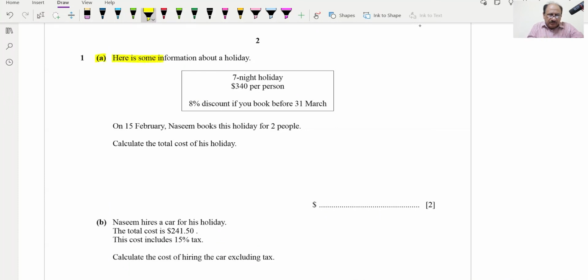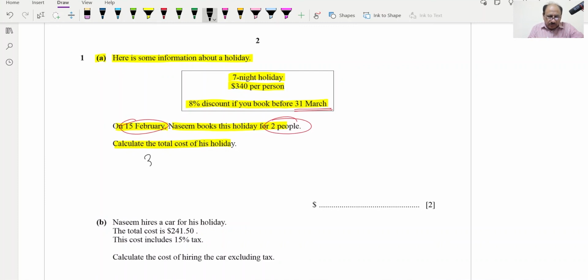Part A. Here is some information about a 7-night holiday: $340 per person, with an 8% discount if you book before 31st March. On 15th Feb, Naseem books this holiday for two people. Calculate the total cost of this holiday. So this is for two people and before 31st March, so the 8% discount will be applicable.